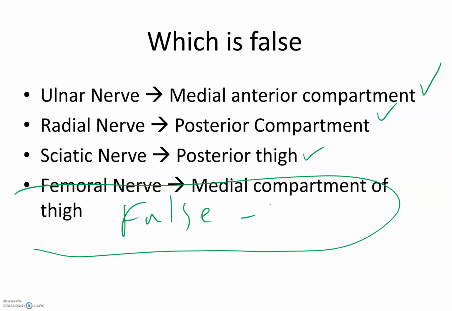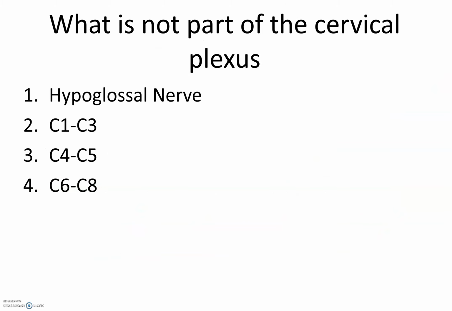This is anterior. That's the obturator nerve. That is medial, which is not part of the cervical plexus. Hypoglossal, remember it sneaks in, so it is. C1 to C3, yes. C4 to C5, oh yeah, C5 double dips. Silly C5. So the answer is 4. This is the brachial plexus.